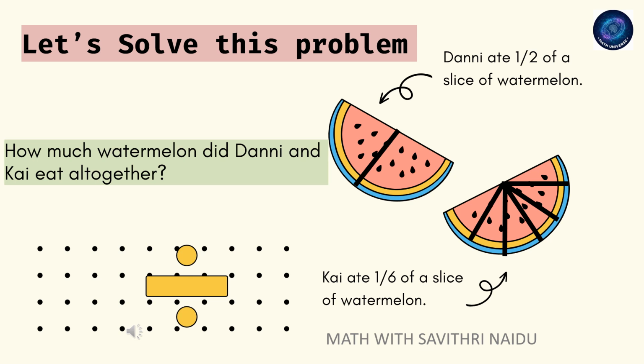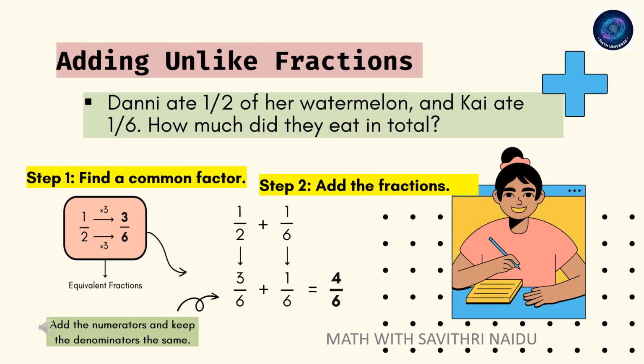Let's see how to solve this word problem. Danny ate 1/2 and Kai ate 1/6 of a watermelon. To find the total eaten, we must add unlike fractions, which shows how fractions are used in real-life situations like sharing and measuring. Adding unlike fractions.